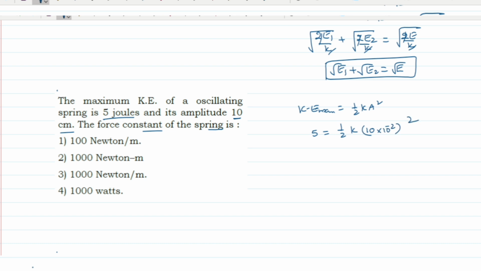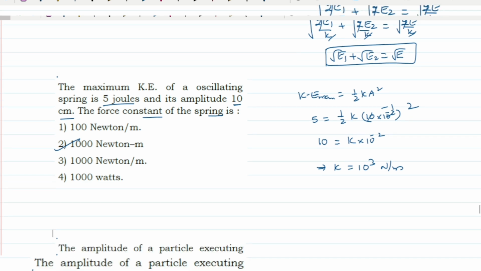Here 2 fives are 10, which equals K into 10 power minus 2. That means the K value will be 10 power 3 Newton per meter. That is the correct answer. Let us see the next question.